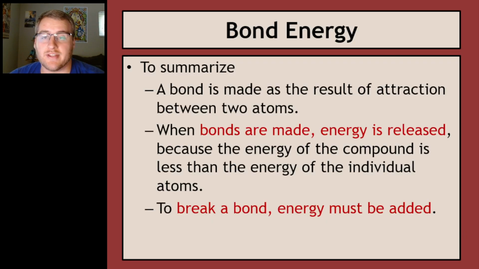So to kind of summarize bond energy here, a bond is made as a result of attraction between two atoms. When bonds are made, energy is released because the energy of the compound is less than the energy of the individual atoms. And to break a bond, energy must be added to it.